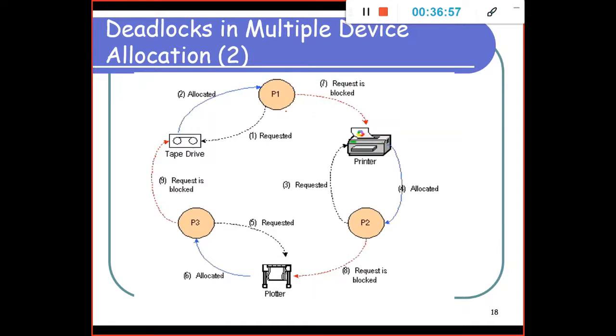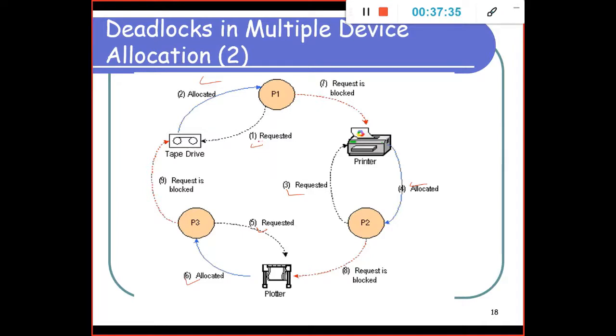So you have here, P1 tries to get the tape drive, allocated. This one is number one, number two. Printer, P2 requests a printer and it is allocated. Now P2 is using the printer. Okay, good. Five is what? P3 tries to request the plotter, and it is successfully allocated to P3. Five and 6, okay, so far so good.